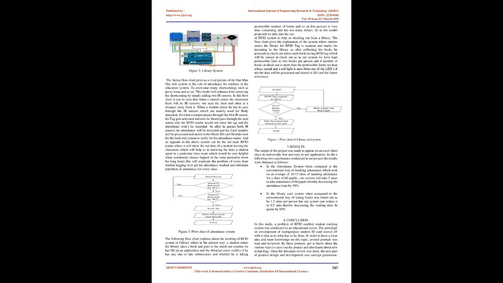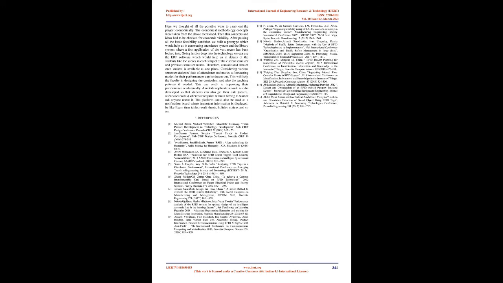The flow chart below gives us a vivid picture of the one-man one-tick system in the role of attendance for students in the education system, to overcome many shortcomings such as the proxy issue and so on. This model will enhance it by removing the shortcomings by simply adding two IR sensors. In this flow chart it can be seen that when a student enters the classroom there will be IR sensors, one near the door and the other at a distance away from it. When a student enters, he has to pass through the IR sensors, which are mainly used for body detection.